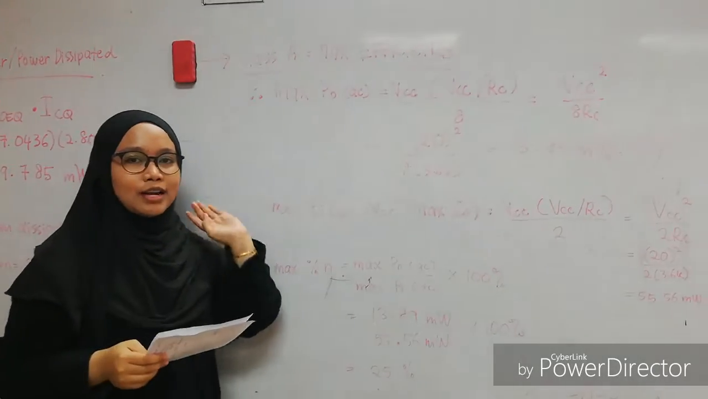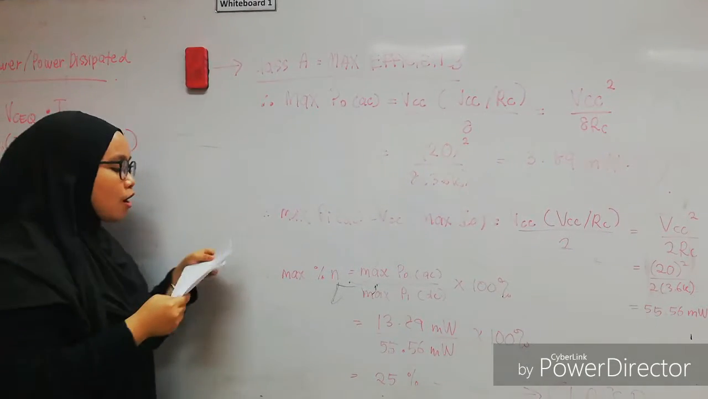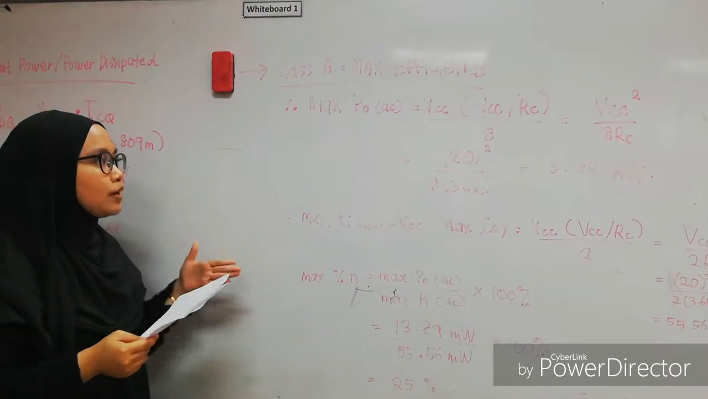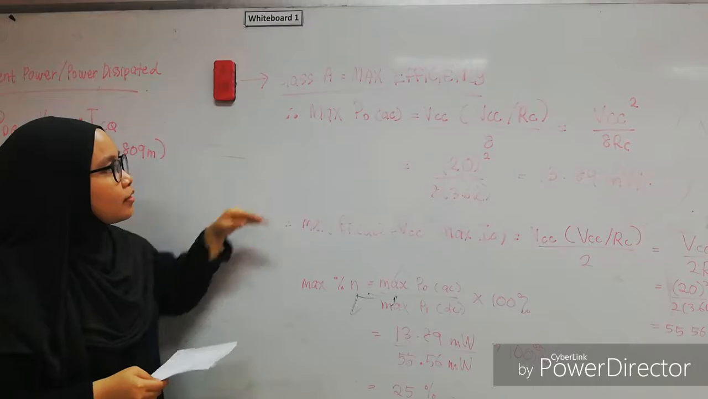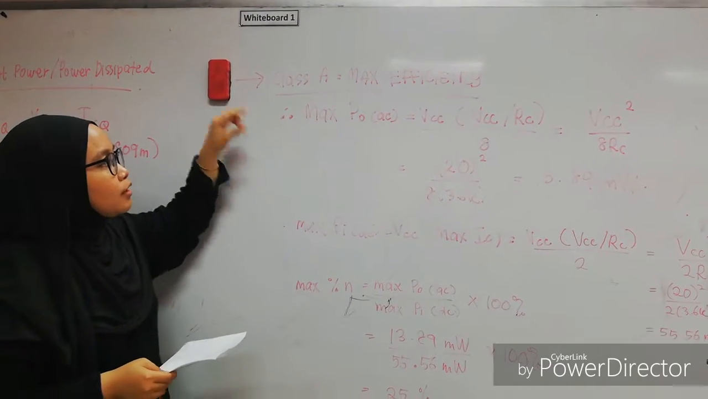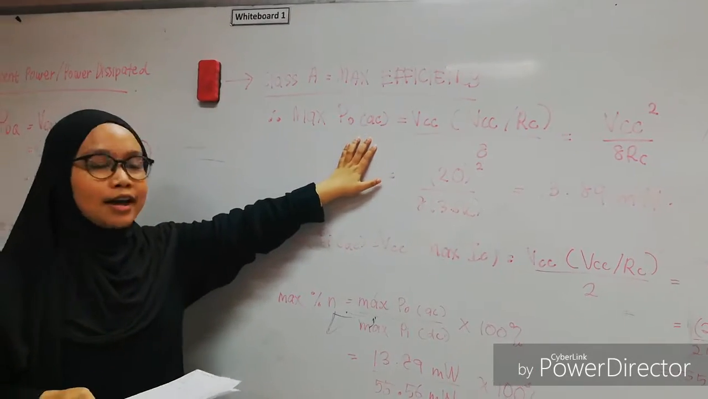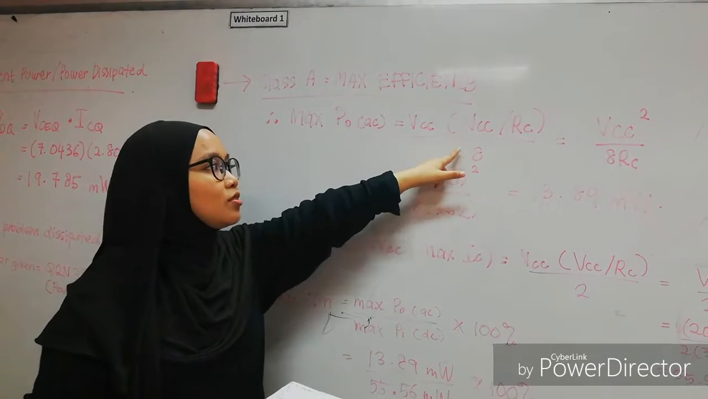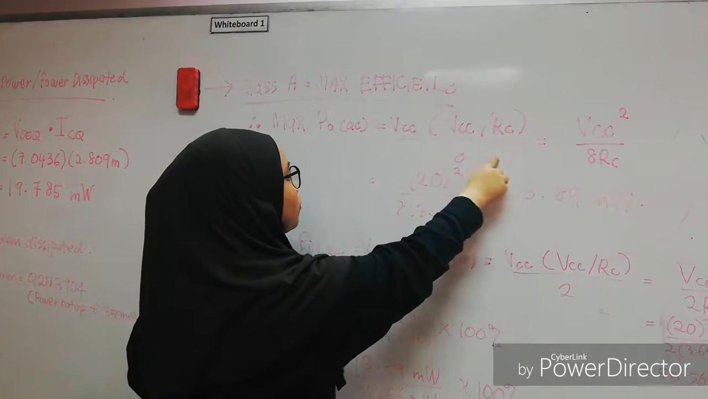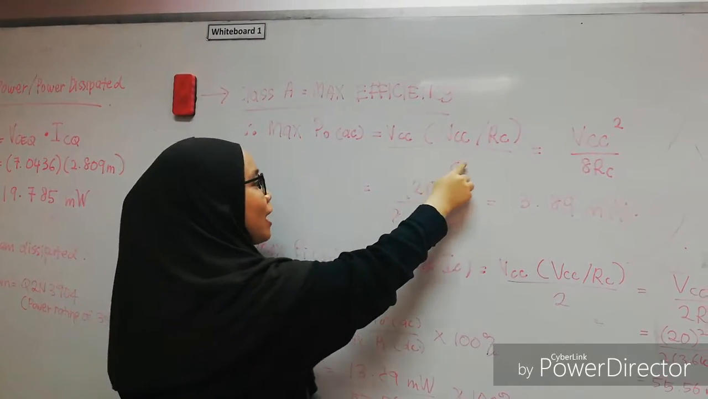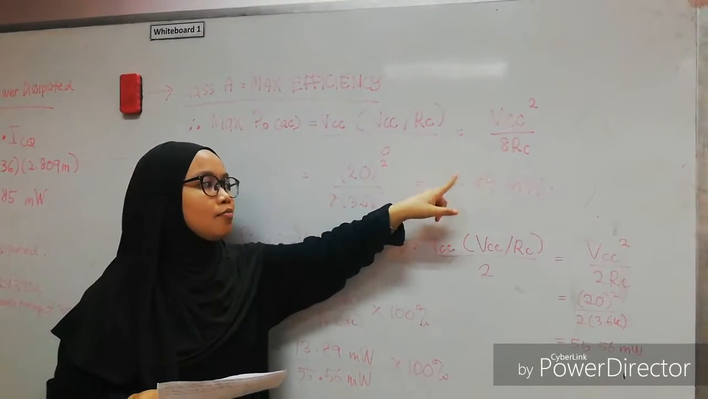We had learned different classes of power amplifier. They have different maximum efficiency. Okay, so today I would like to explain how to calculate maximum efficiency for class A. To calculate it, the first step is to calculate the maximum AC power output, which is VCC times VCC divided by RC, and from the result we divide by 8. So we will get this value, which is 13.89 milliwatt.